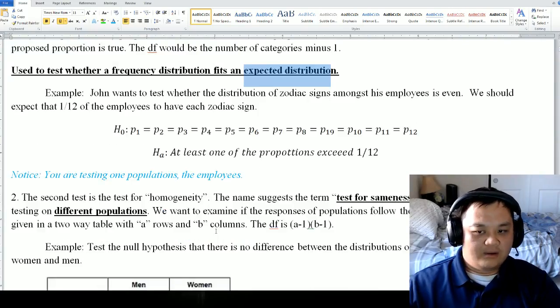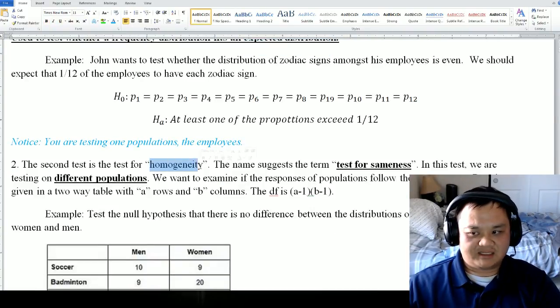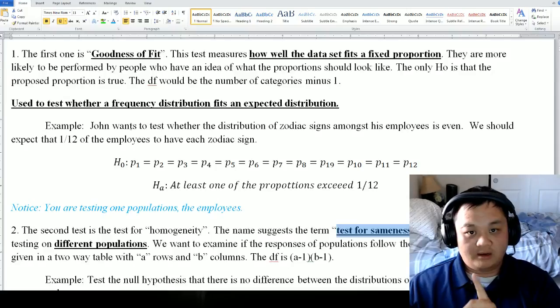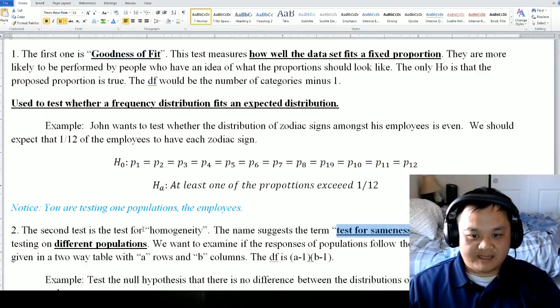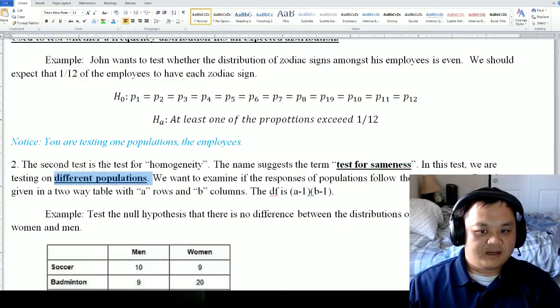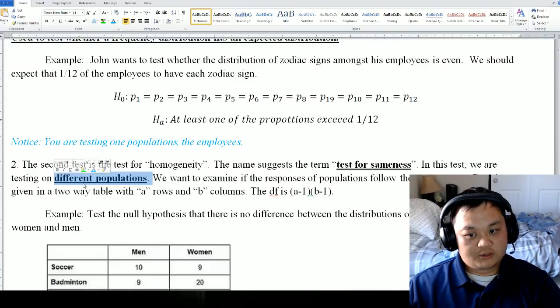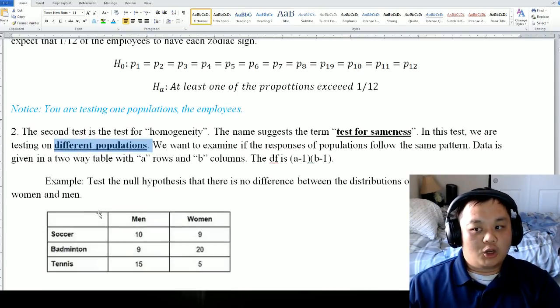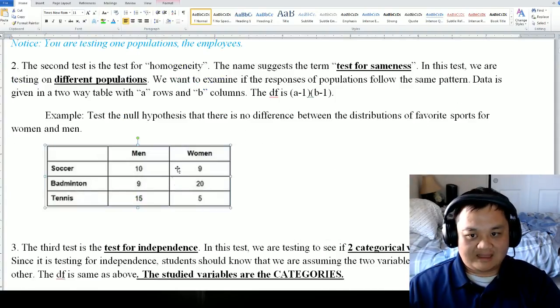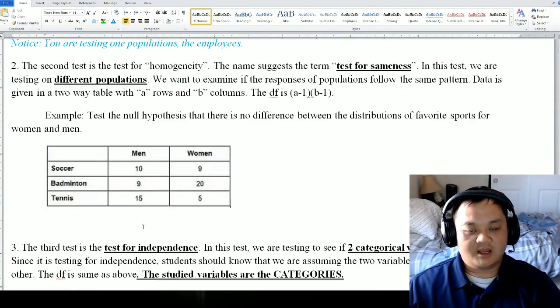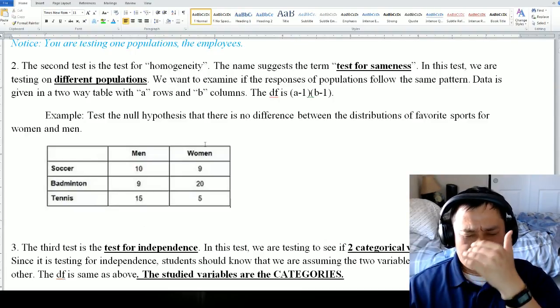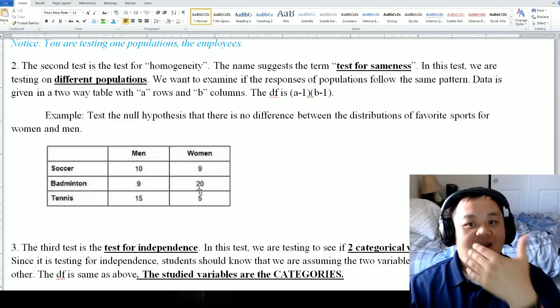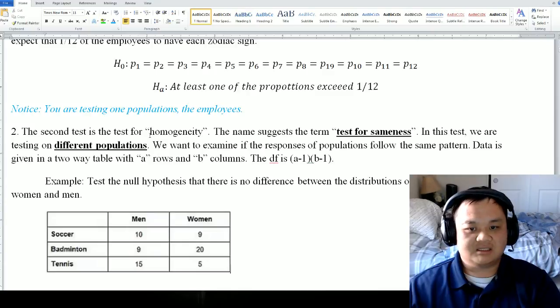Now, the second one is your homogeneity. This is another name for the test of sameness. The difference between the goodness of fit and the test of sameness is that this is on different populations. Here there are two categories. A lot of the time, when you see a chart like this with two different populations, in our example men are one population and women are the other, that is going to be homogeneity, the test of sameness.